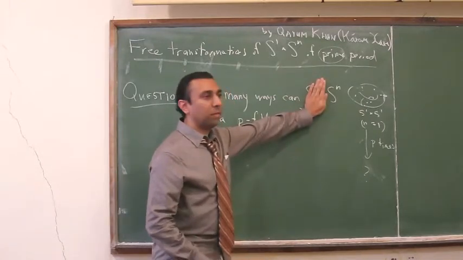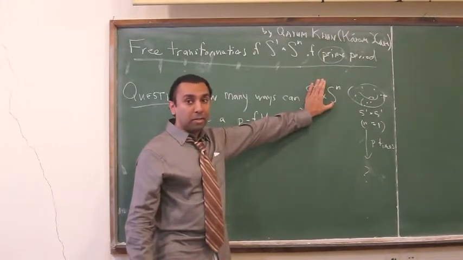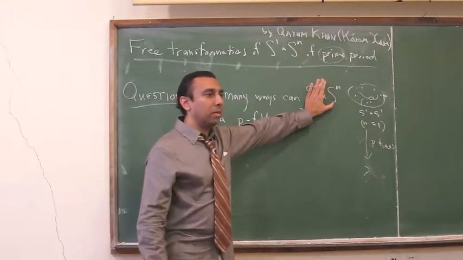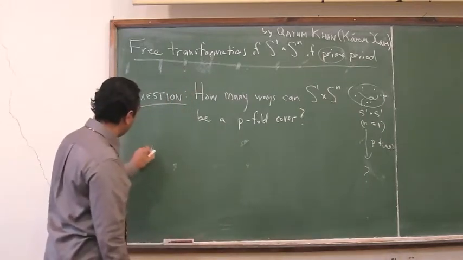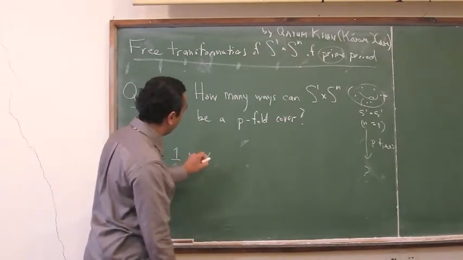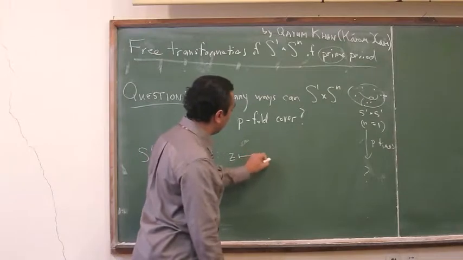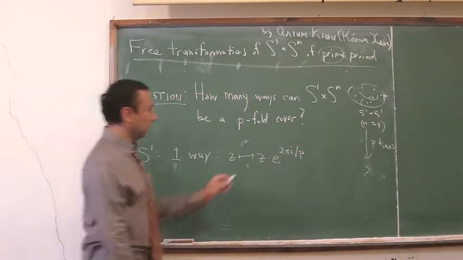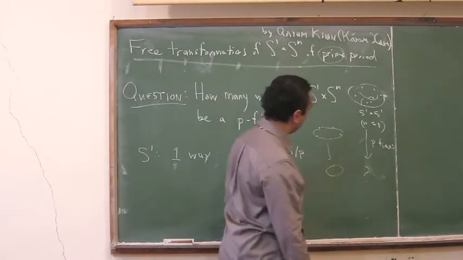For just the sphere, the n-dimensional sphere, the answer is actually very hard. Do you know about Lens space? LPQ Lens space? So for just the circle, you just have one way. And that is, you take Z, just multiplication in the circle. These all go to the same.